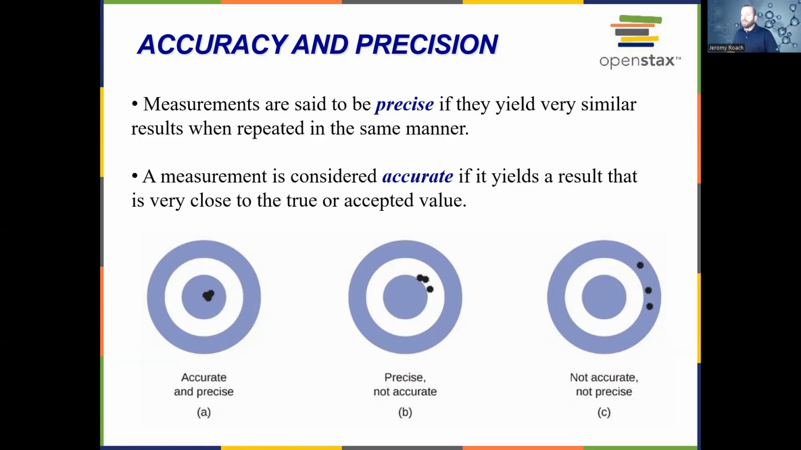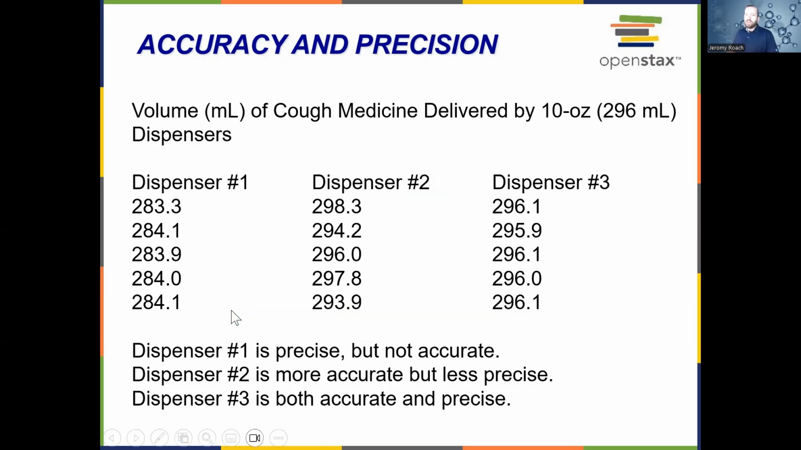Now, when we're talking about a numerical example, I think it might be a bit easier to envision what this means. So let's say that we have a volume of cough medicine that's delivered by 10-ounce dispensers, which is 296 milliliter dispensers. So for dispenser number 1, it's precise but not accurate. It's all very close to 283 or 284, but that's not accurate. We needed it to be 296 milliliters.